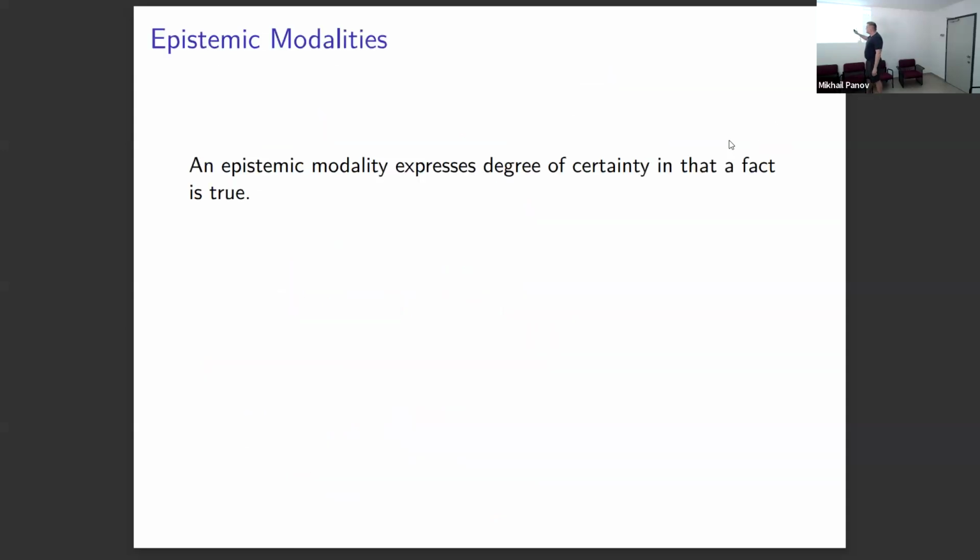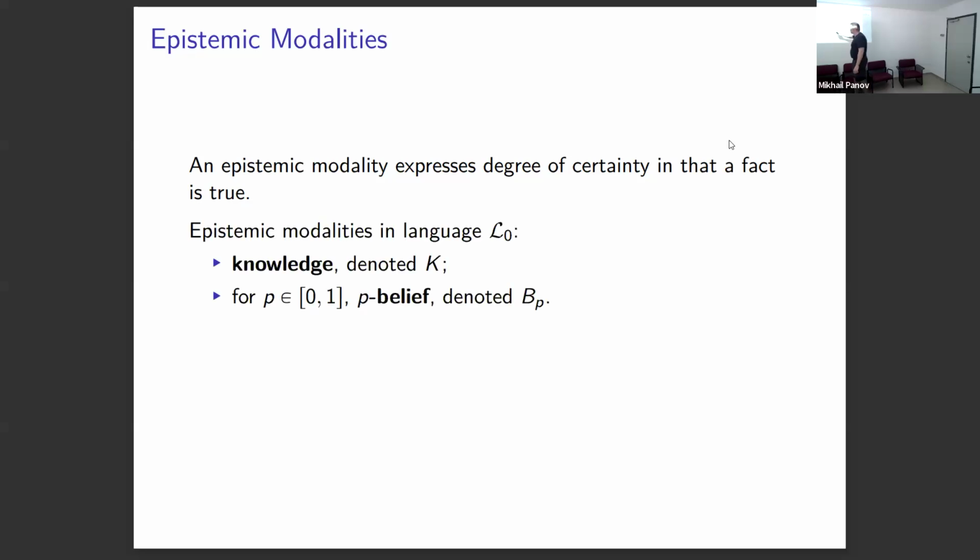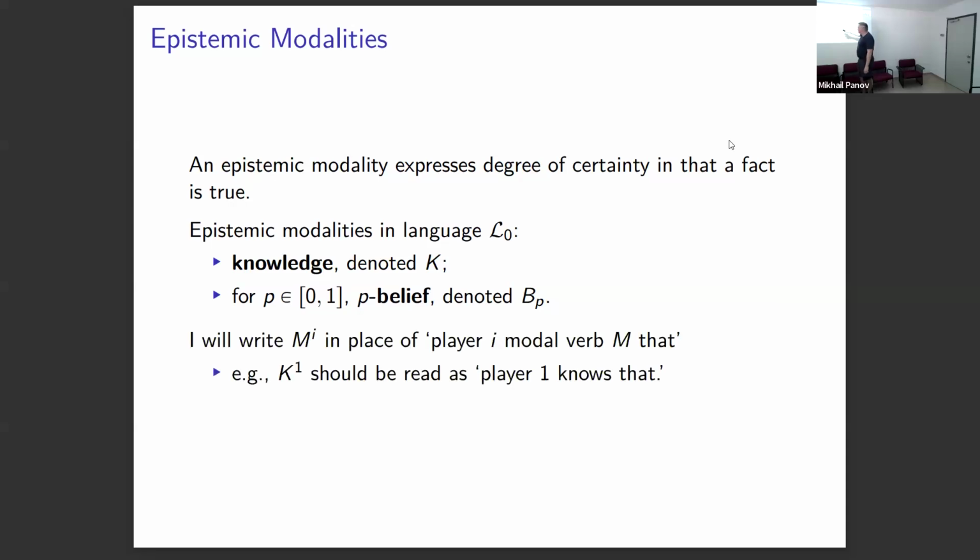Now, epistemic modalities. Here in the simple language I only use 2 types. This is knowledge, denoted by K, just a letter, and I'll tell the semantics later. And P belief: the probability of at least P that something happens. As usual, M_i means that player i models that. For example, K1 means that player 1 knows that. It's a simple notation.